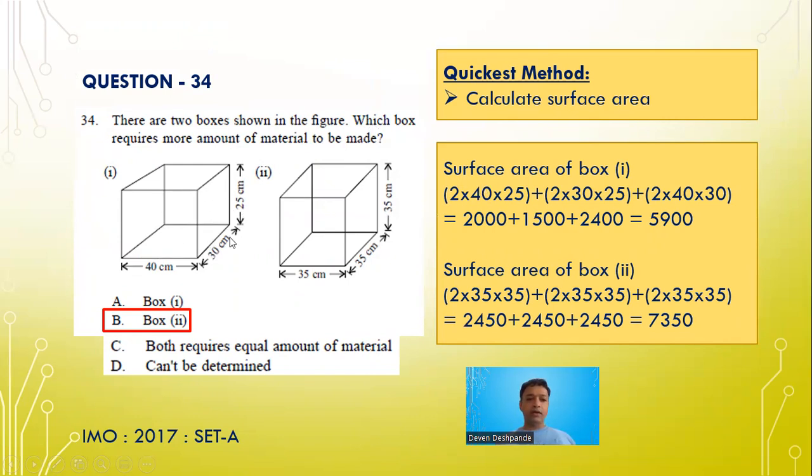So 2 into 40 into 25, isn't it? The front and rear face, 2 into 40 into 25. Again 2 into 30 into 25, the side, this side and this side.